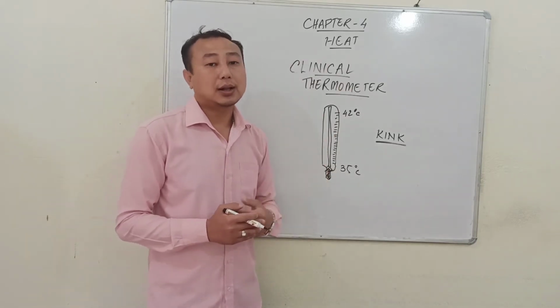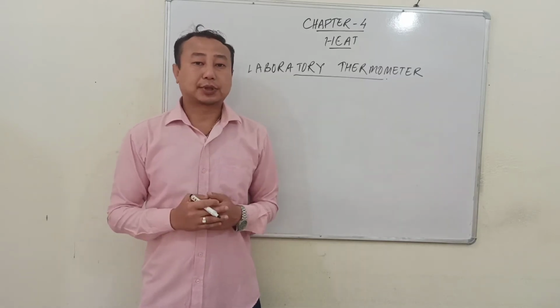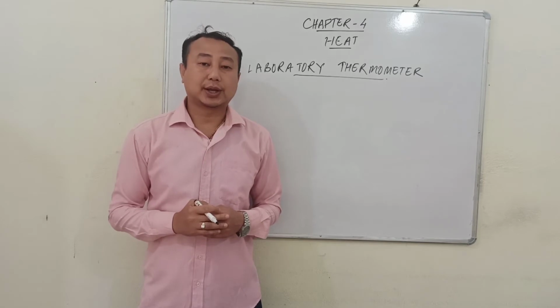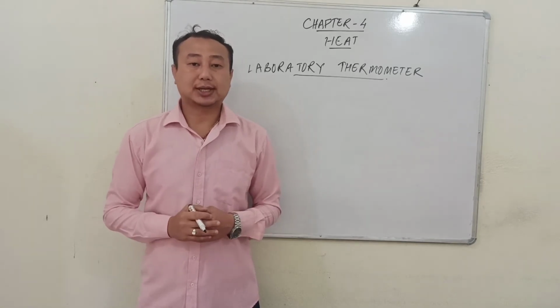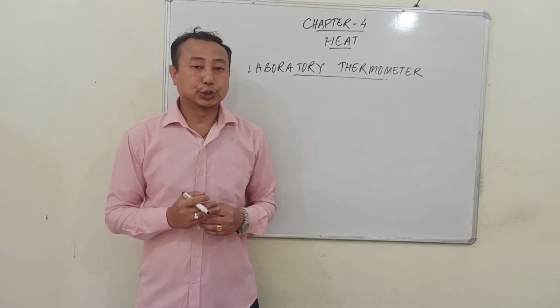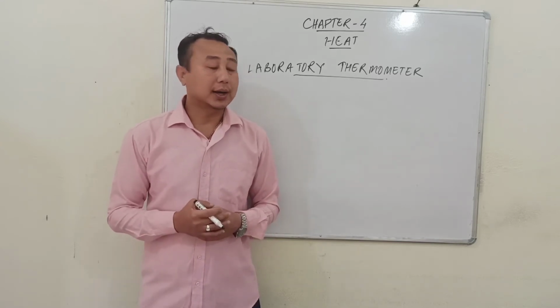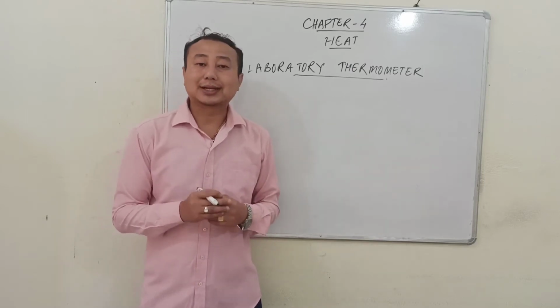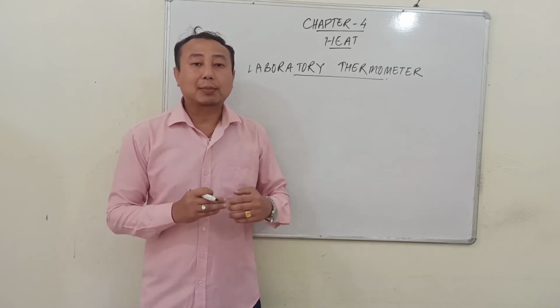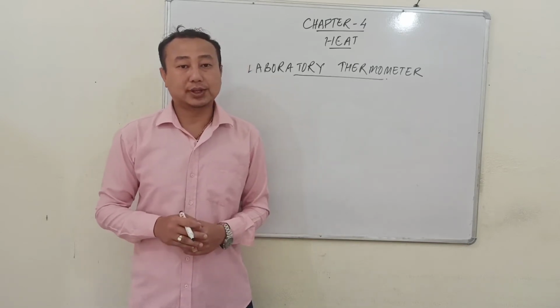Now let us come to the laboratory thermometer. The laboratory thermometer is another type of thermometer, which is used for measuring the temperature of non-living objects. It has a long cylindrical tube, just like the clinical thermometer. But in this laboratory thermometer, there is no kink, and the marking on the side wall of the thermometer is more than the clinical thermometer.